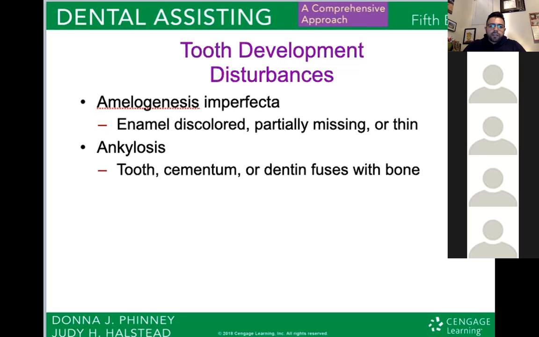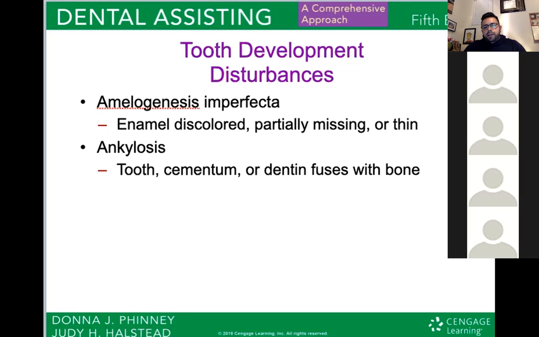Ankylosis is a condition in which the tooth, cementum, or dentin fuses with the alveolar bone, restricting the movement of the tooth as well as eruption. So dentists may have to use a handpiece and burr to separate the tooth from the bone to remove it from the socket. And just one more thing with ankylosis, it's something that naturally occurs, especially in elderly people.